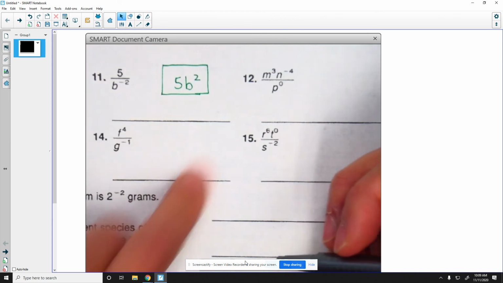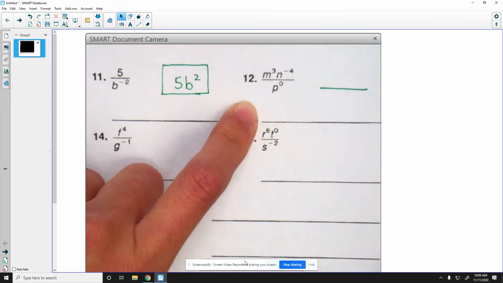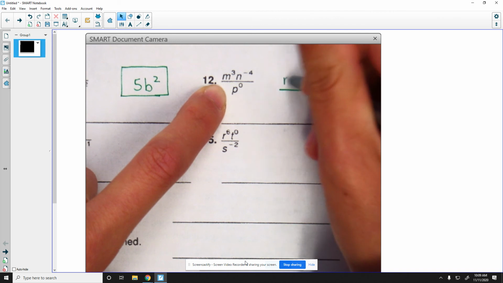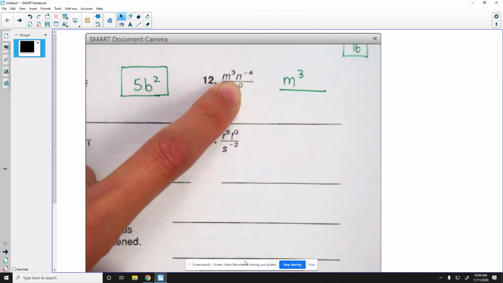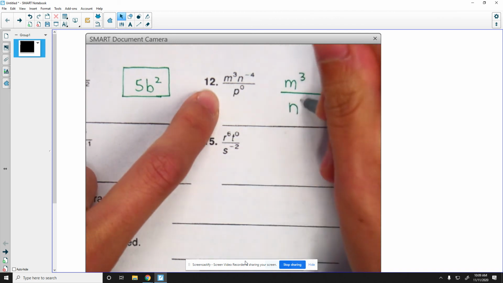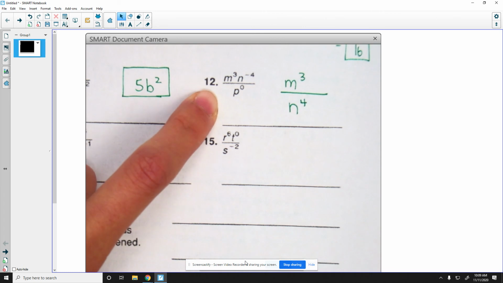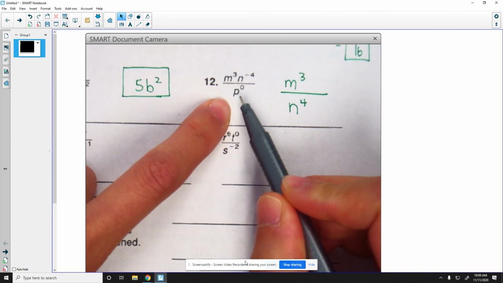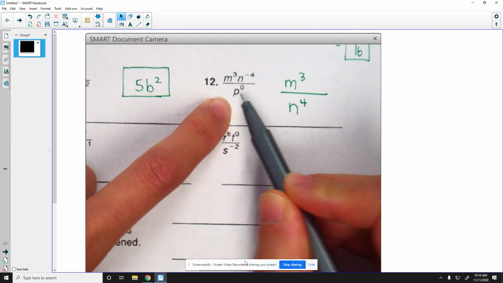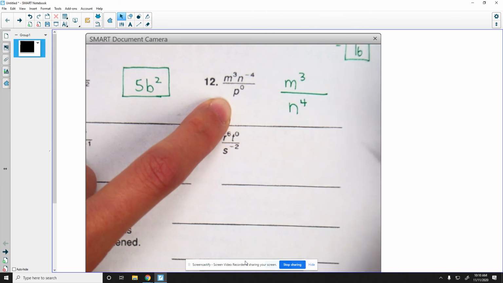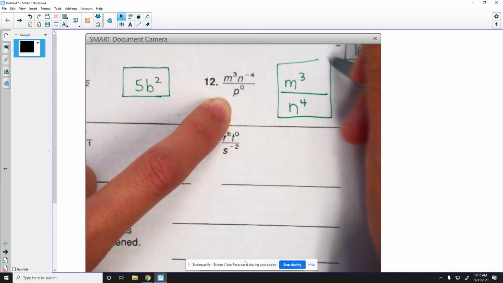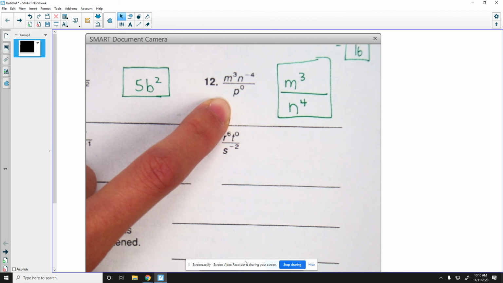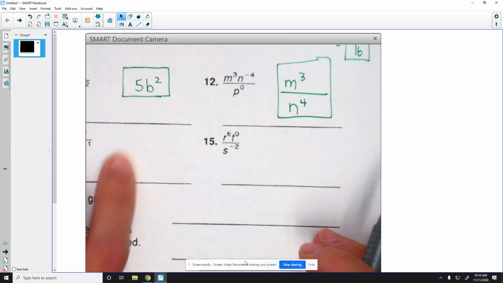Okay, number 12. M to the third, top or bottom? Top, because it's not negative. N to the negative 4, top or bottom? Bottom. Notice how it's n to the positive 4 now, right? Once you flip it, the negative goes away. Ooh, p to the 0, what does that equal? 1. So timesing something by 1 basically just disappears, right? If I multiply it by 1, I can say times 1, but timesing it by 1 just stays the same. So that's my final answer.